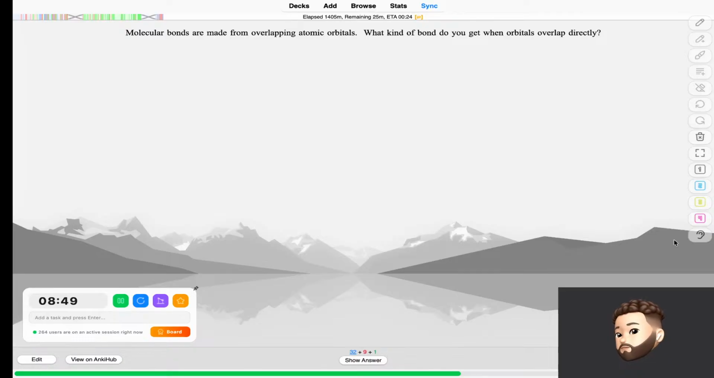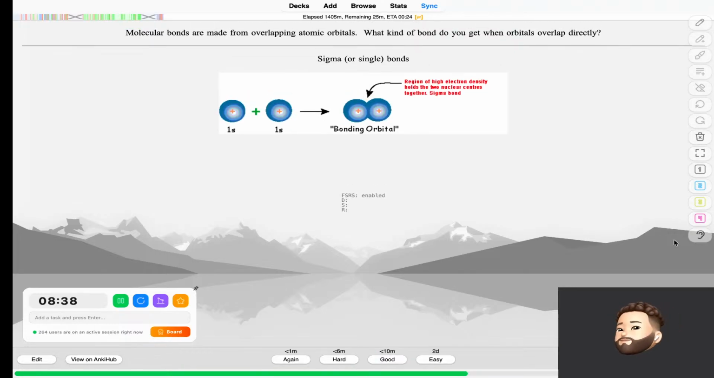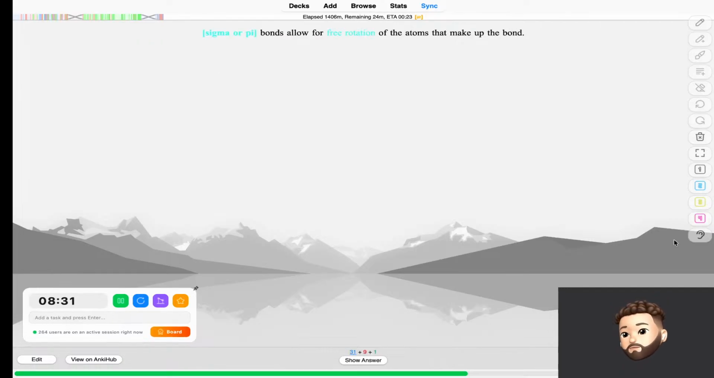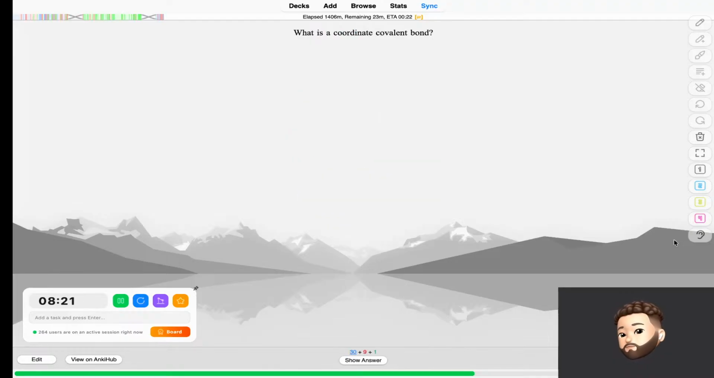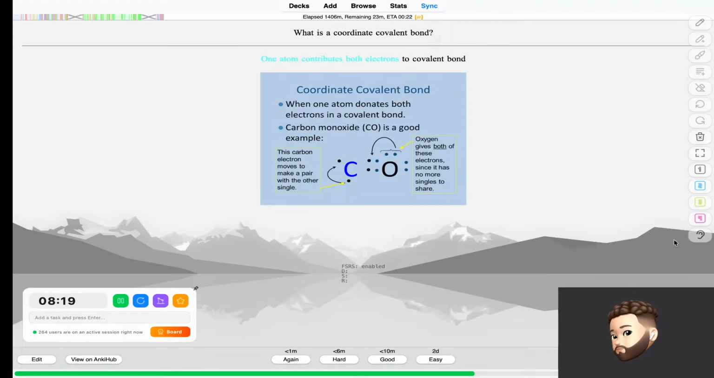Molecular bonds are made from overlapping atomic orbitals. What kind of bond do you get when orbitals overlap directly? A sigma bond. I'm pressing easy, I know that. Blank bonds allow for free rotation of the atoms that make up the bond. Sigma. Coordinate covalent bond. I don't know. One atom contributes both bonds.